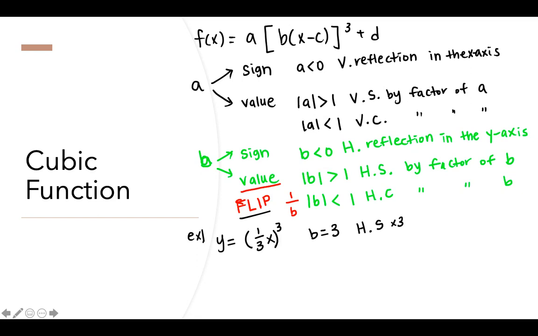Next, let's take a look at translations. So we have the c value here. So again, for c, you have to think opposite. So I'm going to write in capital letters: opposite sign. So if c is positive, meaning it's greater than 0, it's going to be a horizontal translation by right 3.